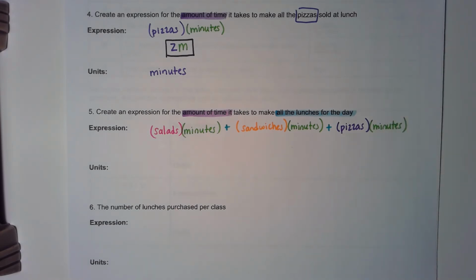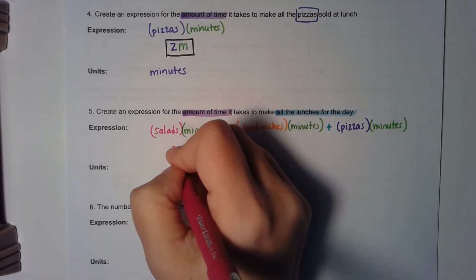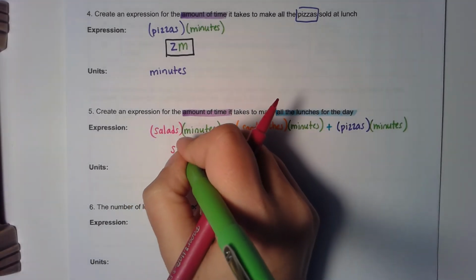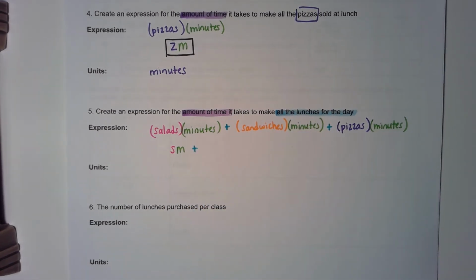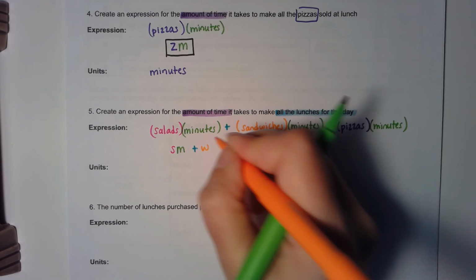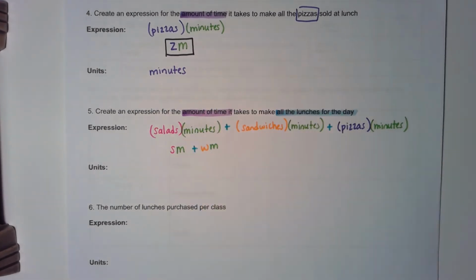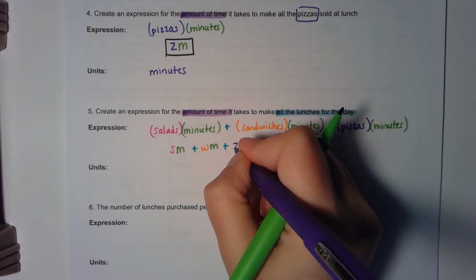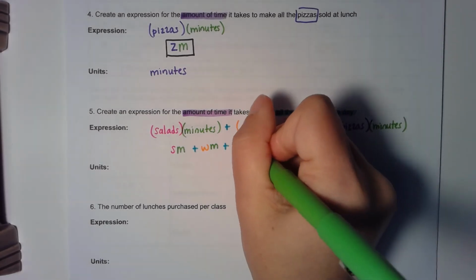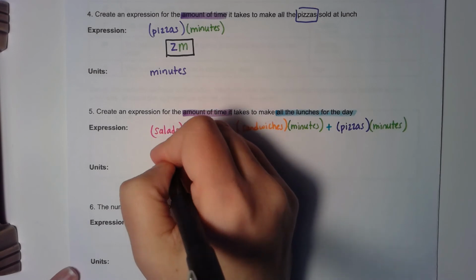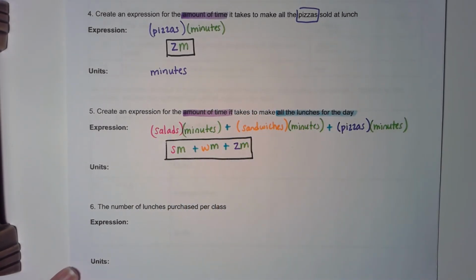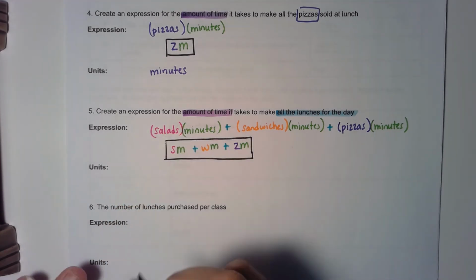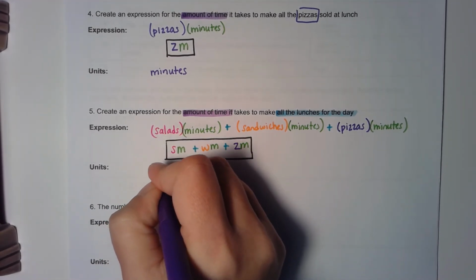Now, at the end, that means I'm going to change these to variables. So I would have SM plus WM plus ZM, and that would be my final expression. Now, as far as units goes, if we're just finding the amount of time, even though it's the total amount of time, it would still be measured in minutes.